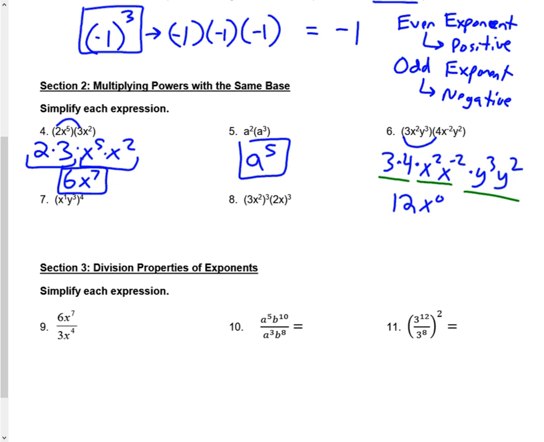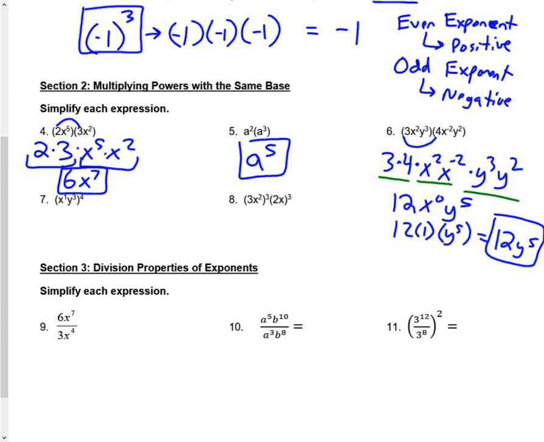X to the 0 power, if we add them up, 2 plus negative 2, and then y to the 5th power. And hopefully you recall that x to the 0 power is just 1. So it'd be like doing 12 times 1 times y to the 5th power, which is just 12 y to the 5th power. Okay, you didn't have to write that all out, but just understanding that that was 1, so it goes away.